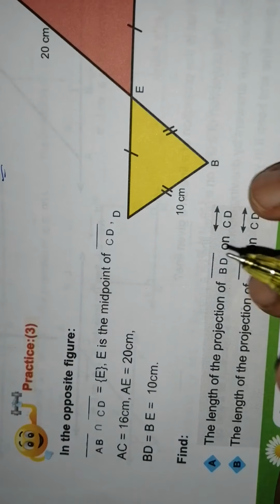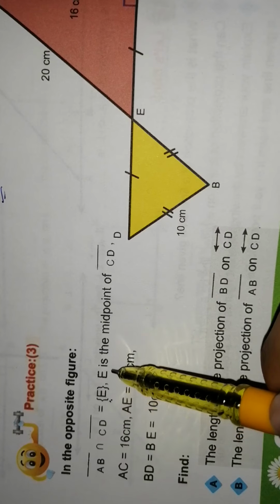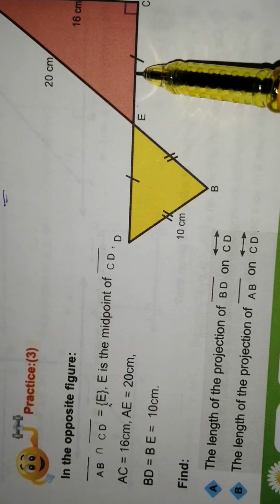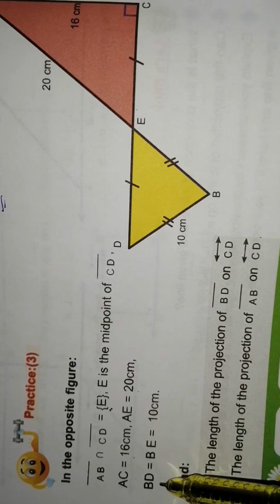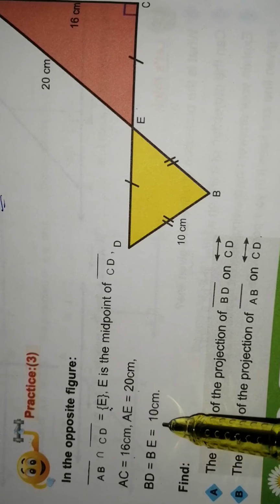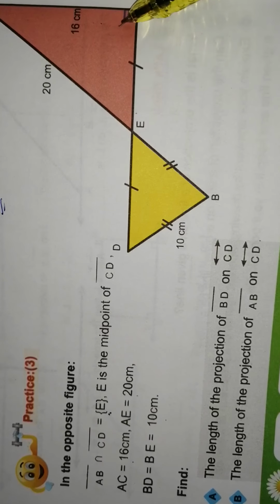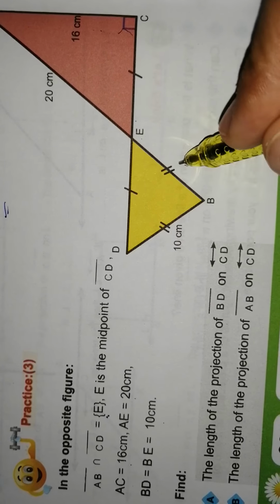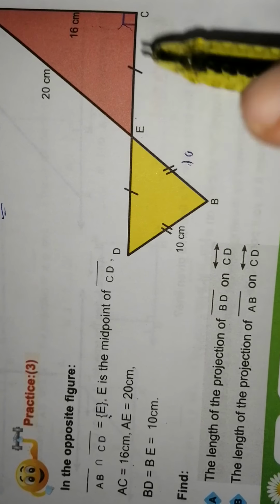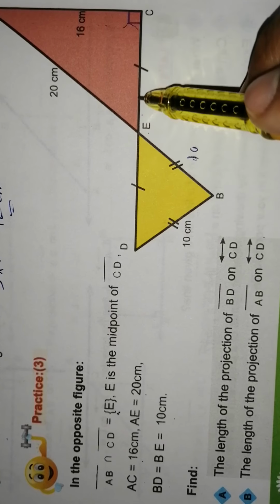Practice number 3 in the same page. In the opposite figure, AB intersects CD at E, and E is the midpoint of CD, and AC equals 16, and AE equals 20 centimeters, and BD equals BE equals 10 centimeters. So this is 20 centimeters, and this is 16 centimeters, and this is 10 centimeters. So we can say that EB is 10 also, and we can find the length of EC by the Pythagoras theorem.